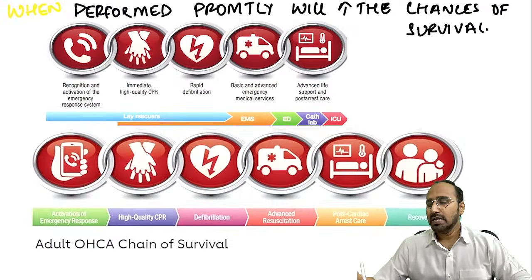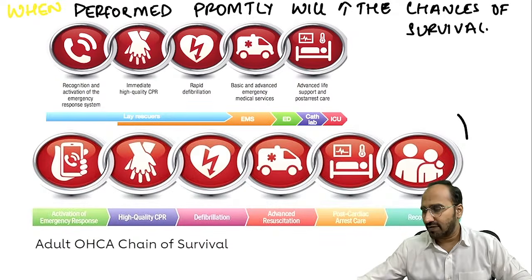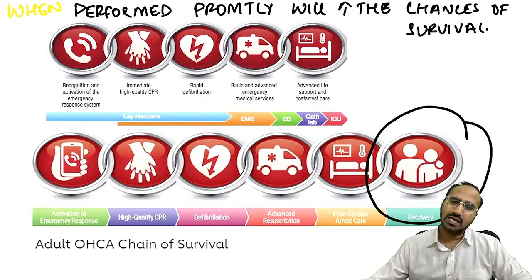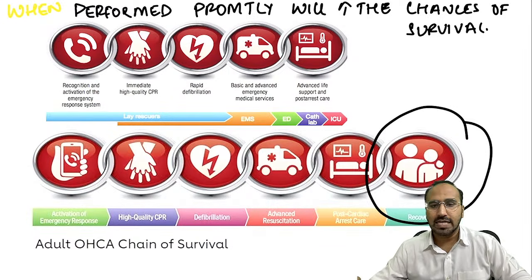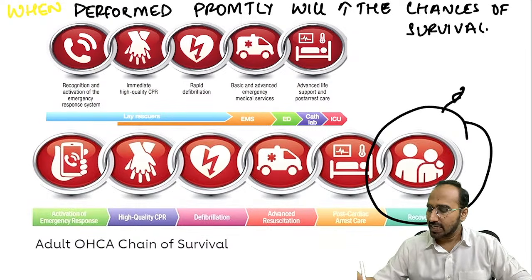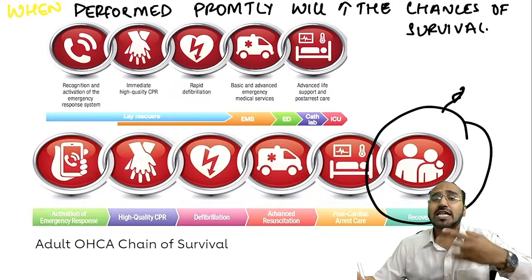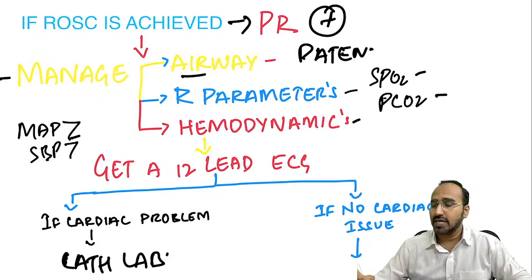Now, guys, remember, these are regarded as the chain of survival. Previously there were 5. Now there is a 6th chain of survival which has been added. If all these are promptly performed, then the chances of survival would be easily increased. But the 6th thing that is added is what, guys? In the chain of survival, it is the recovery. Once the patient has achieved ROSC, you know what is ROSC? Return of spontaneous circulation.